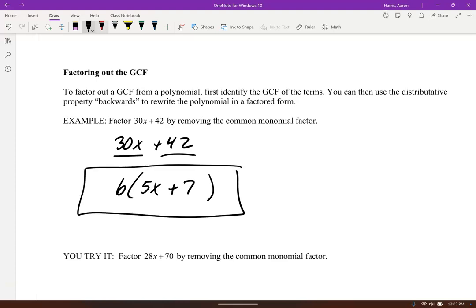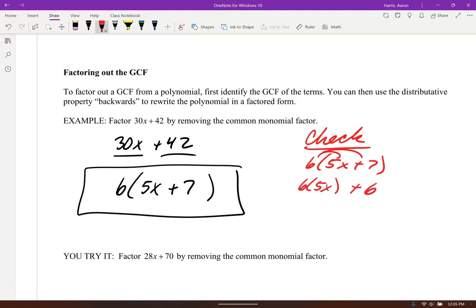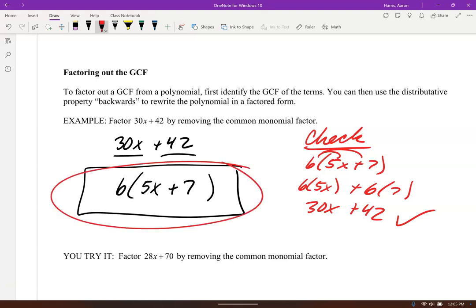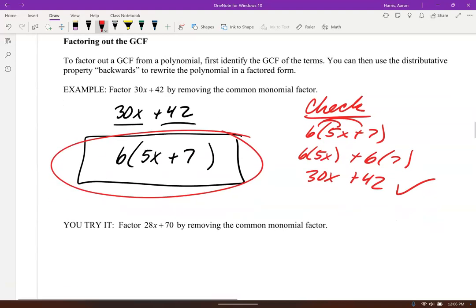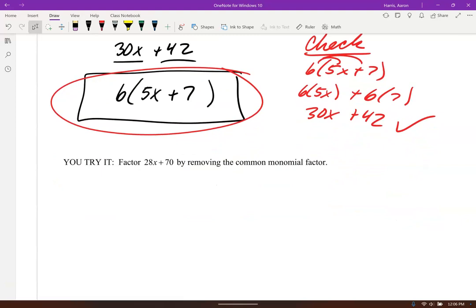And make sure, go ahead and check it, right? Check it by distributing it back, and make sure you get the same thing that you started with. 30x plus 42, there you go, yep. So there's our factorization. Let's go ahead and factor 28x plus 70 and have you guys try that.